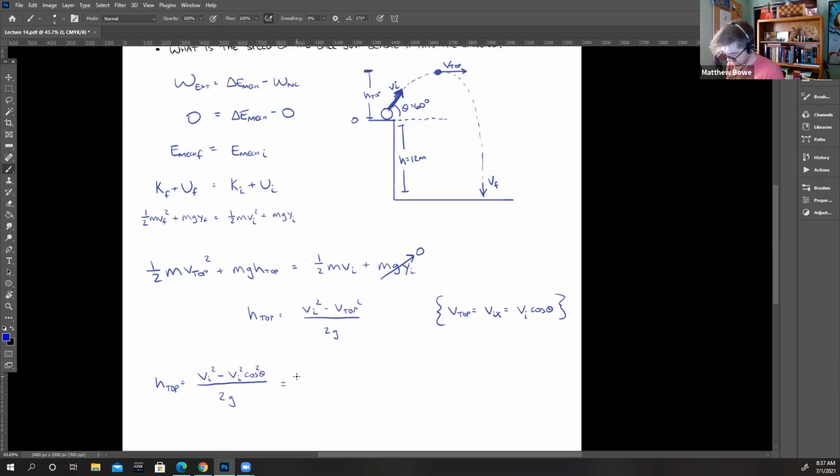And this whole thing becomes, well, I can reduce it a bit before I plug a lot of values in here. Let's go one more step. It becomes vi squared times 1 minus cosine squared theta over 2g. Now I can maybe put some values in and it'll be a lot easier process.